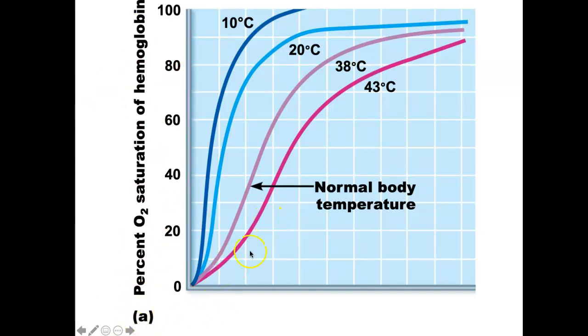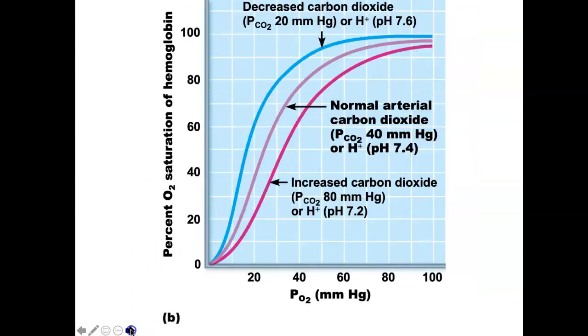And then you can go through the slides if you'd like to. So here's our normal body temperature. If you increase the body temperature, the saturation drops. So you have more oxygen being dropped off. What happens if you get too cold? You have less oxygen being dropped off.